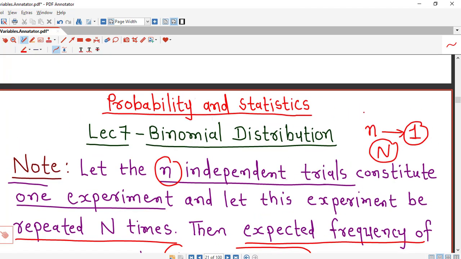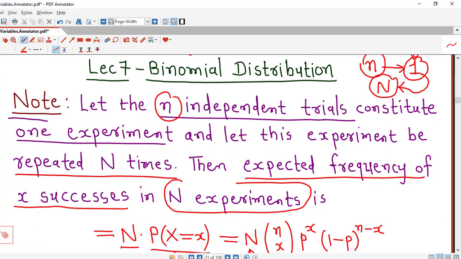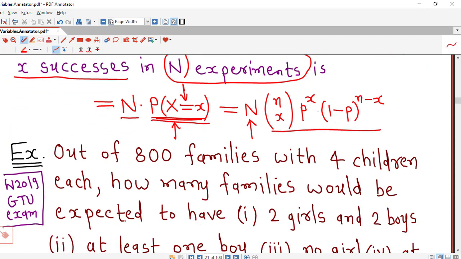So again we repeat, suppose one experiment is made up of small n independent trials, and suppose this one experiment is repeated capital N number of times. Then if we are asked to find out the expected frequency of x successes in these N experiments, we have to multiply the probability that X equals small x by capital N. That is, we multiply the probability of x successes by capital N. So we understand with the help of an example.